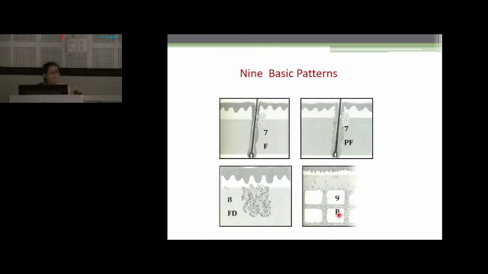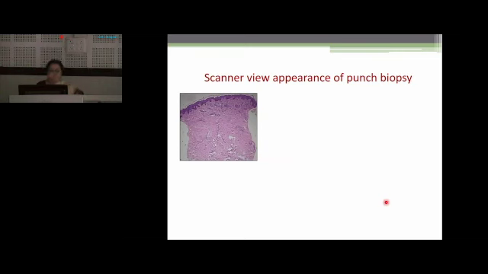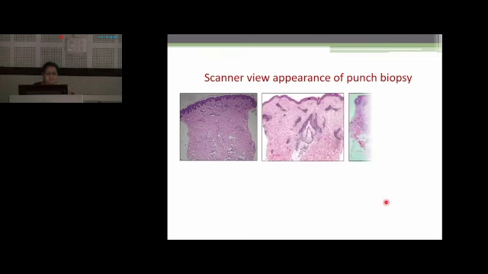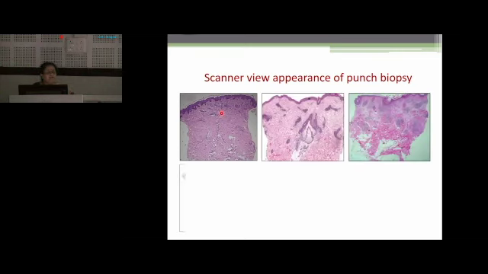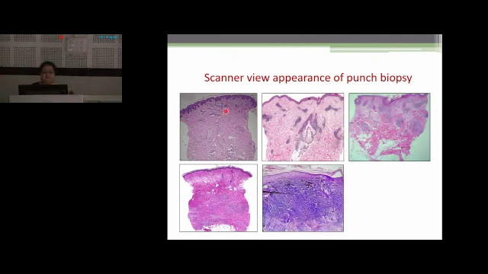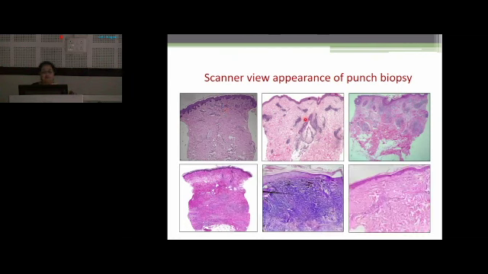The eighth pattern is fibrosing dermatitis, characterized by excessive deposition of collagen in the dermis, and the ninth pattern is panniculitis, inflammation in the subcutaneous fat. Now this was a diagrammatic representation. Now we can see an actual biopsy slide. Here we can appreciate that the inflammatory infiltrate is limited to superficial layers only, whereas here the dark blue colored inflammatory zones are seen extending into the deeper dermis also.